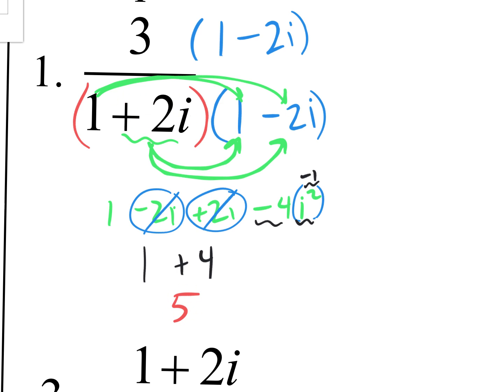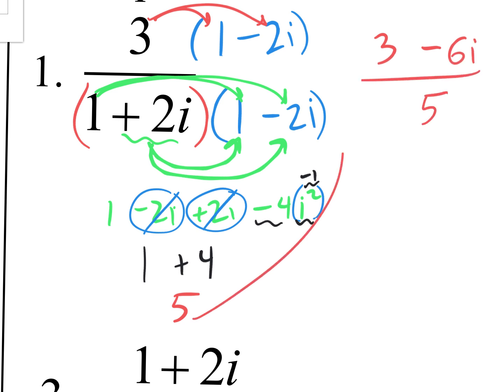But what I do to the bottom, I must do to the top. So up on top, I need to distribute. 3 times 1, I want to get 3. 3 times -2i, I want to get -6i. And that is over that denominator 5.